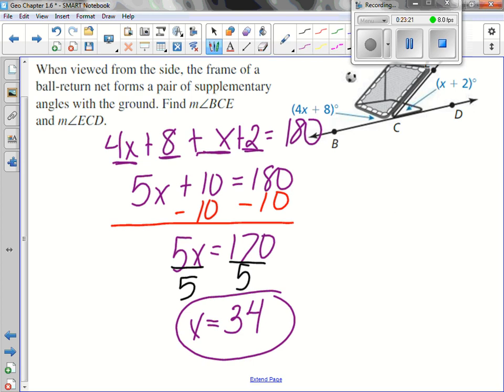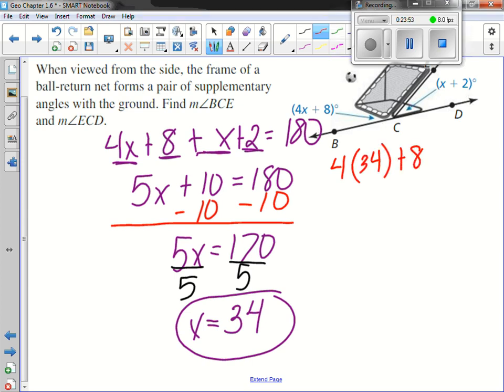So 34 is the value that we were looking for. Yes, those are our two angles. No, that's the value of what? X. 34 is the value of x. What is this angle here? 4x plus 8, yes? So if I wanted to find the value of BCE, I'm going to have to plug it back in. I've got to do 4 times 34 plus 8.